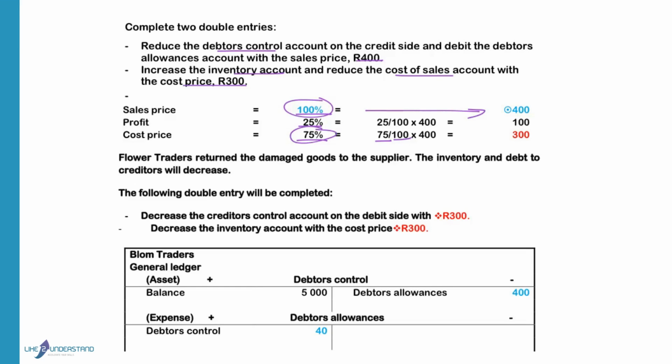If they returned the goods to the supplier, then the inventory will be reduced and the debt of the creditors will decrease. So you first have to complete two double entries for the goods that were returned by the debtor, and if the business returns the goods to the creditor, an additional two entries will be recorded.